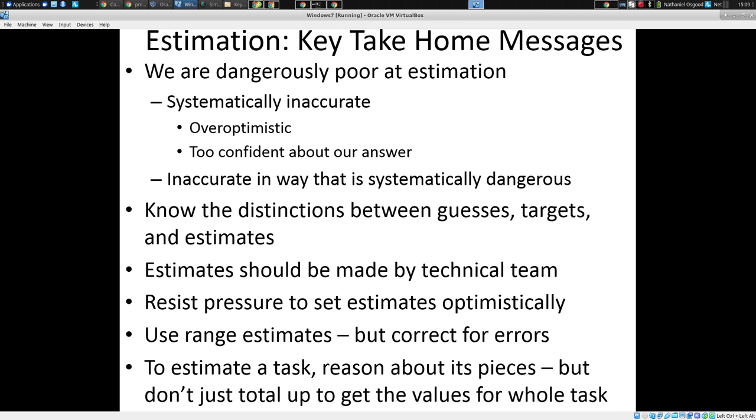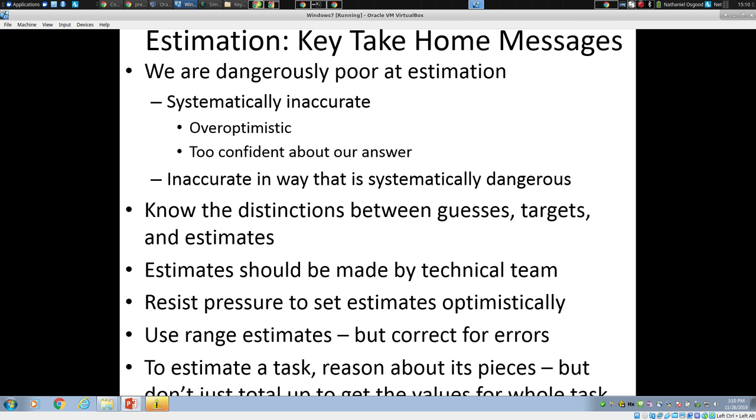So using range estimates is a lot better than just giving a number. It communicates uncertainty. It communicates when we're worried about how long something will take. If there's an edge case that might push it out for a long time, it communicates that. But we have to be careful to give range estimates that are sufficiently wide. And one of the key principles is, ladies and gentlemen, we tend to be horrible at giving estimates for large blocks of work at once.